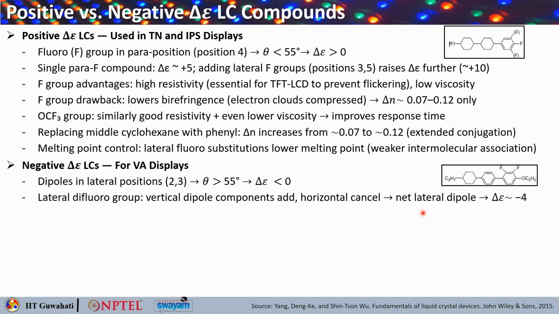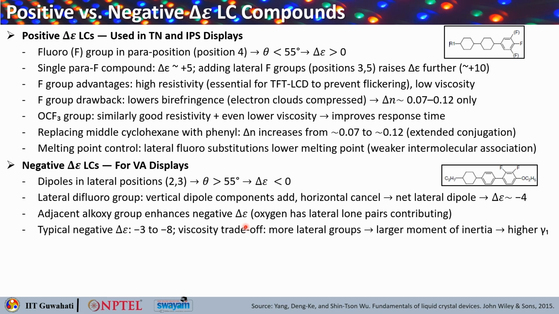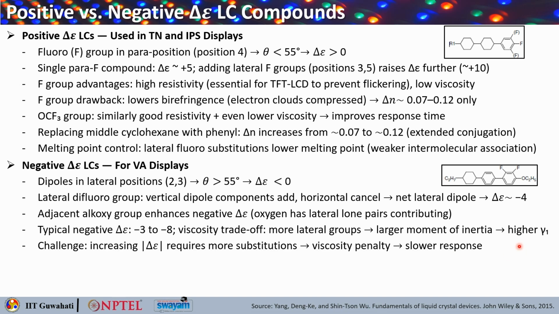So, you get the net dipole moment, net lateral dipole, that gives you delta epsilon to be negative, around -4. When you have an alkoxy group adjacent, that basically enhances the negative delta epsilon. That is because the oxygen has lateral lone pairs contributing here. And typically the negative values range from -3 to -8, however there is a viscosity trade-off. More lateral groups will have larger moment of inertia and that will have larger viscosity.